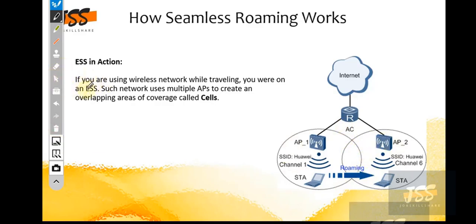So ESS, if I give you the definition, if you are using a wireless network while traveling, you are on an ESS. Okay, so this is the extended service set. And we know from our previous knowledge, ESS is used when we are using multiple access points. Such networks use multiple access points to create overlapping areas of coverage. As you can see, this area is overlapping and it should be like 10 to 15% overlap. This is where the migration process happens from one access point to another access point.